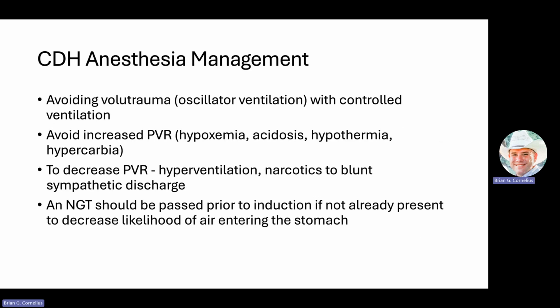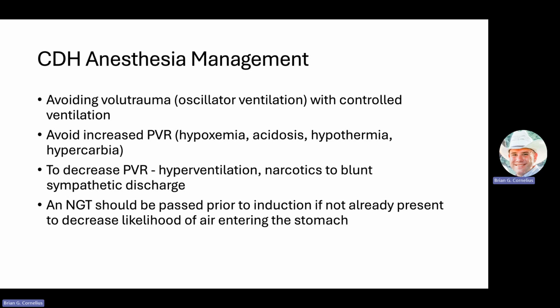Things for us to think about as far as anesthesia management of these patients: avoiding volutrauma. So they may remain on the oscillatory ventilator. Our anesthesia ventilators aren't appropriate for many of these patients, so consider taking the oscillating vent to the operating room. That may involve taking a respiratory therapist to the operating room as well, because we're not comfortable or experienced managing those ventilators.